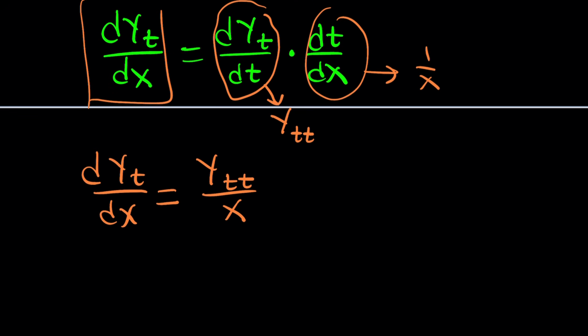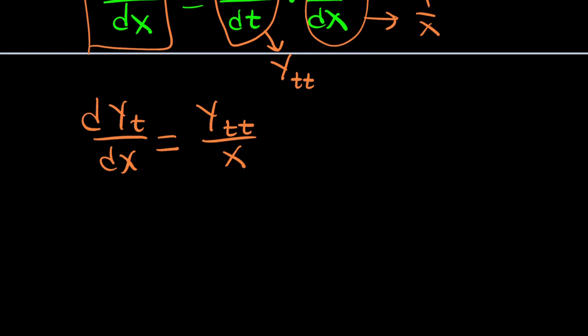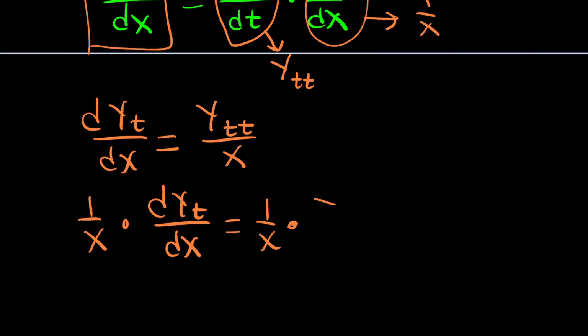Now, we have 1 over x multiplied by d big Y of t over dx, which is going to give us 1 over x multiplied by big Y of tt over x. This will become big Y of tt divided by x squared. Make sense? We basically multiply both sides by 1 over x. But why did we do it? You'll see in a little bit how this is going to help us.